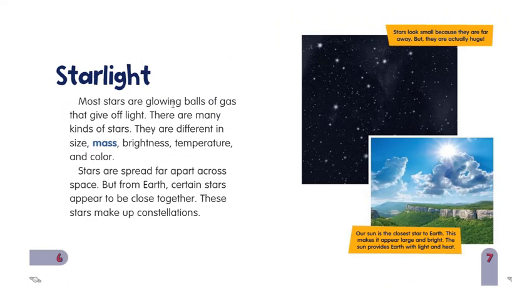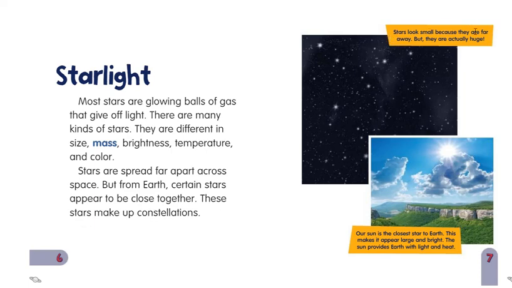Starlight. Most stars are glowing balls of gas that give off light. There are many kinds of stars. They are different in size, mass, brightness, temperature, and color. Stars are spread far apart across space, but from Earth, certain stars appear to be close together. These stars make up constellations.